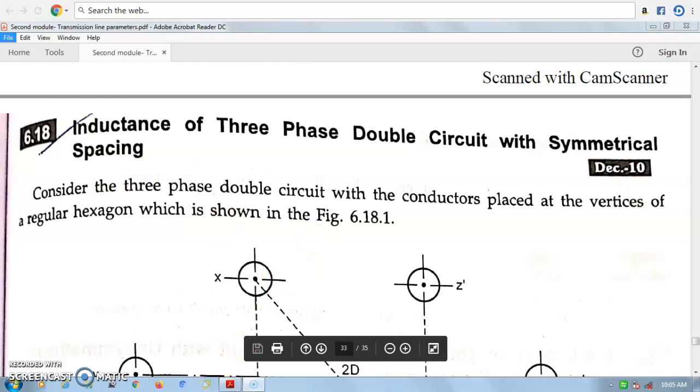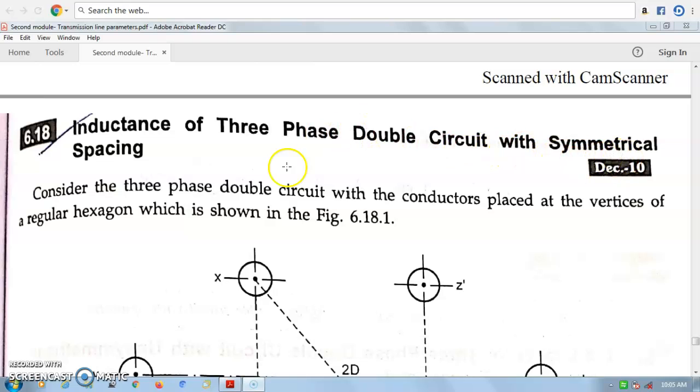Hi everyone. Let's have a discussion on inductance of three-phase double circuit with symmetrical spacing. Previously we have discussed inductance of three-phase. Three-phase means we are using three conductors, but it is one circuit.